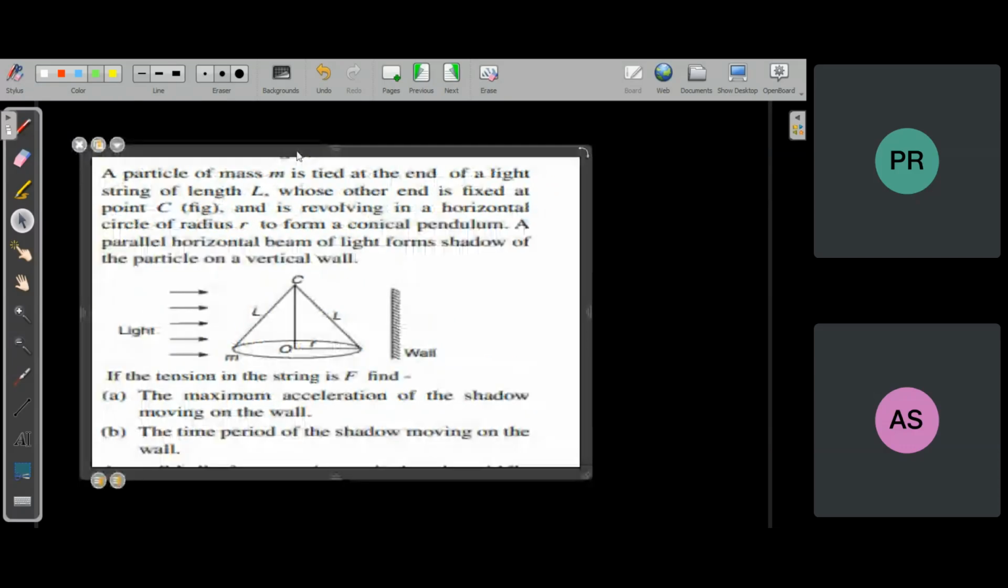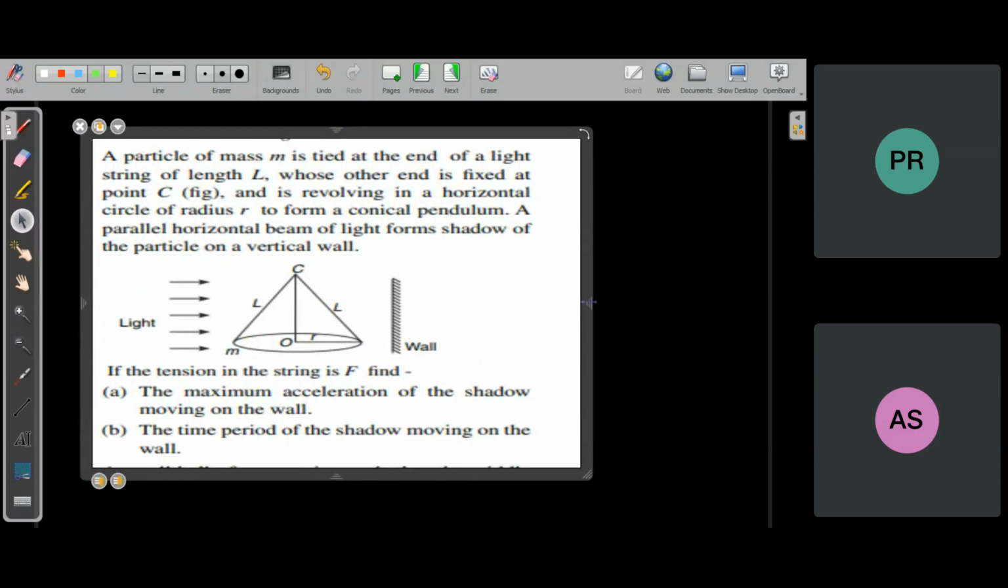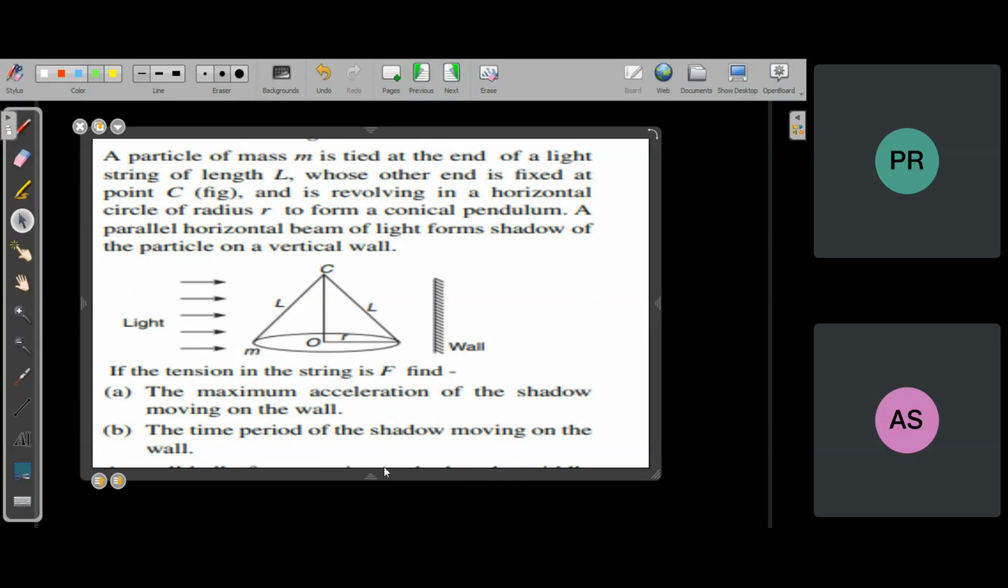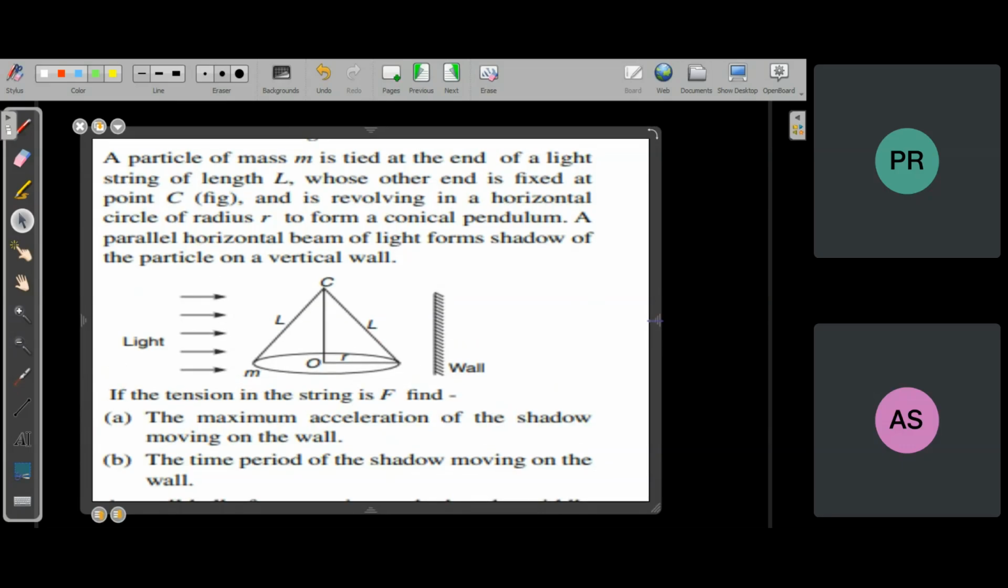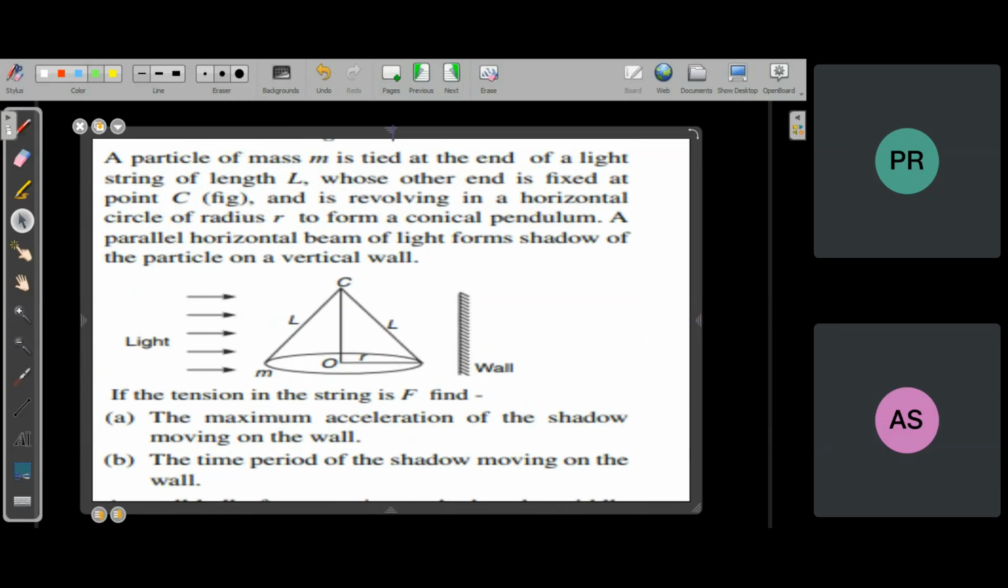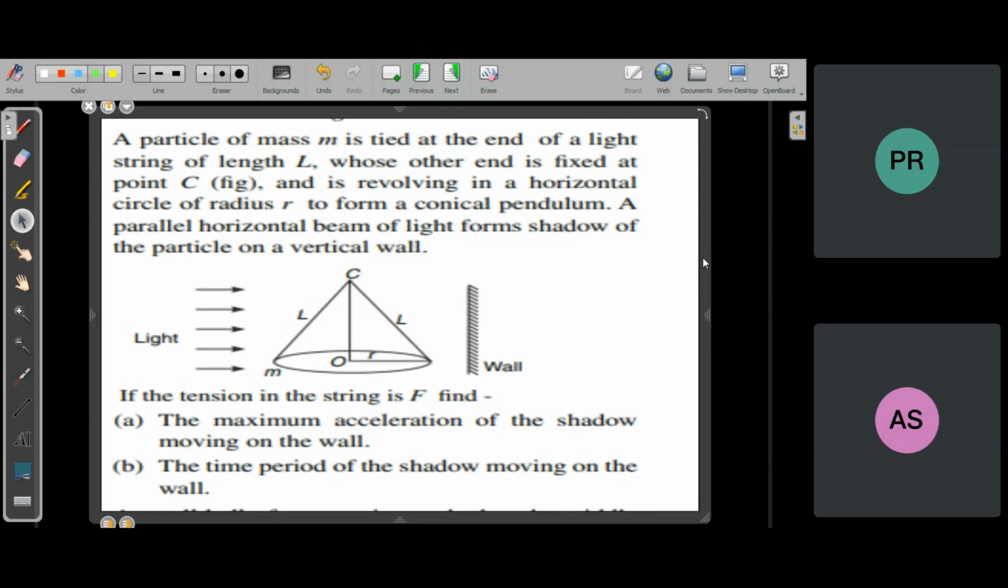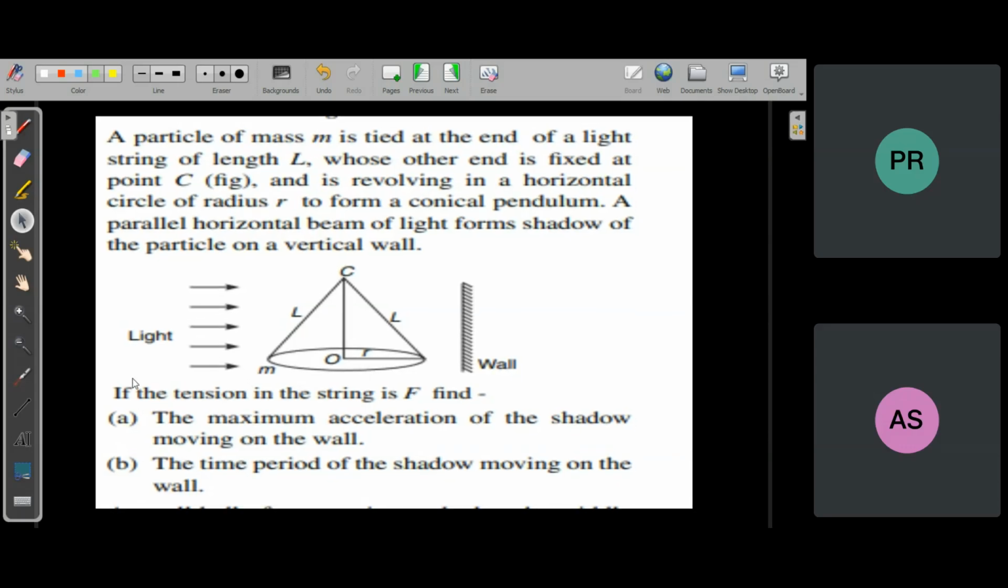We discussed the equation of SHM, and how to find the time period by the force method. Now you can try this question. Start with this question.